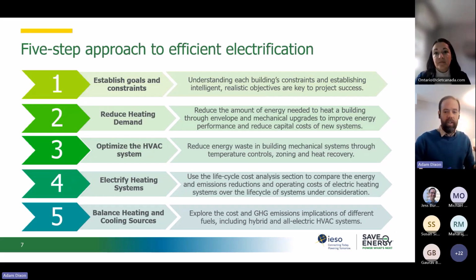And in this step, you can also get into, if your goal is something like net zero by a certain date, you can use these tools to bring on things like on-site renewables and off-site renewables as well. So it encompasses the whole process.